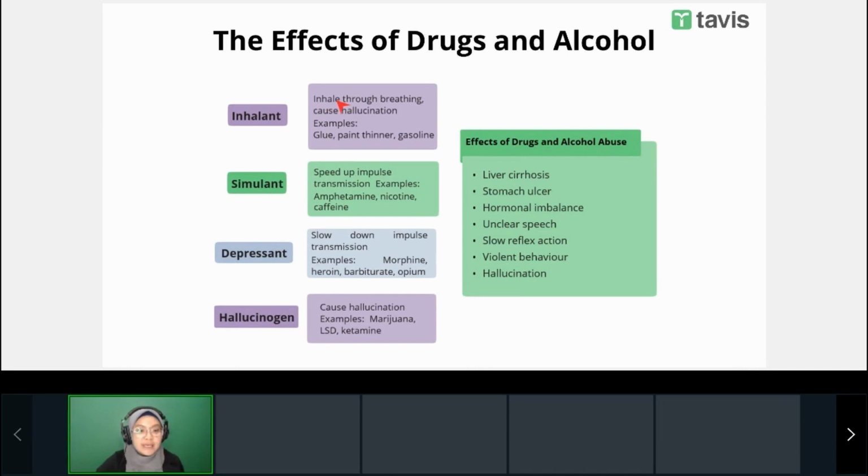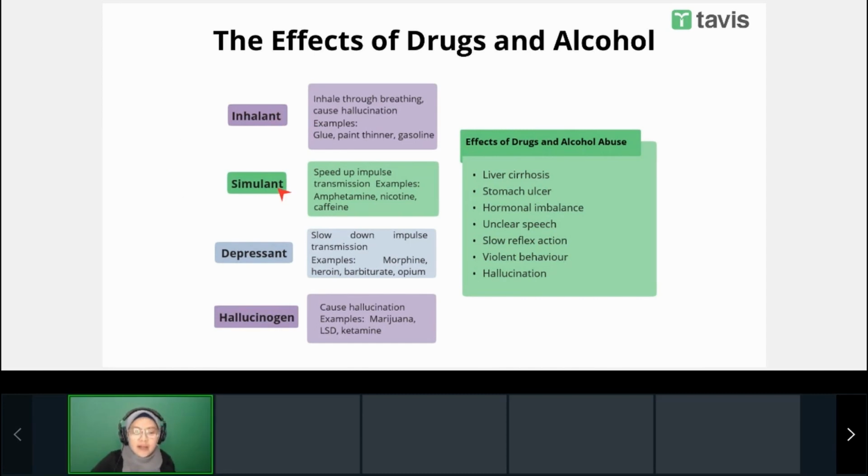Let's see the inhalant. Inhalants are usually inhaled via breathing. They may cause hallucination. Examples: glue, paint thinner, gasoline. Have you heard that drug addicts usually inhale or sniff glue? Then they hallucinate in their own world. That is the inhalant type of drug.